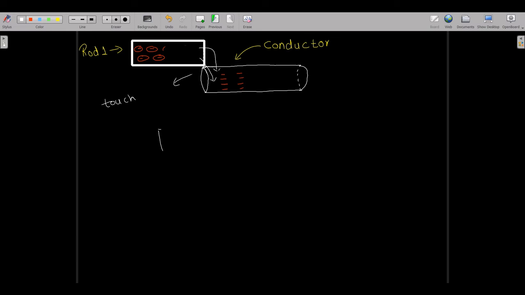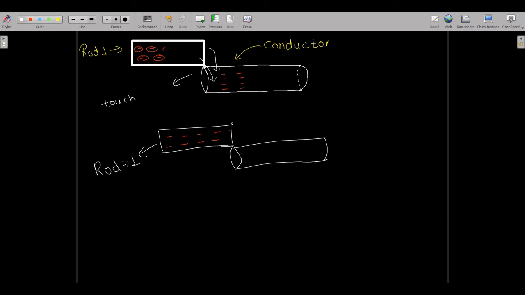Now suppose this is that rod 1 again. And again I have rubbed this rod on cat's fur, and it has some negative charges. But now in this case I am touching this rod to an insulator. Maybe that insulator is rubber or a diamond, that doesn't matter at all. So consider that this is your insulator.